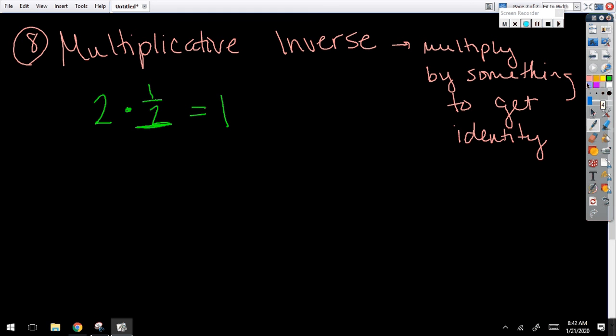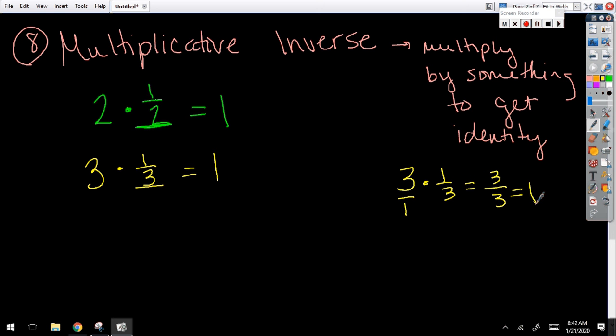Okay, let's see. How about, what would you need to multiply 3 by to get 1? Okay, I hear 1 and 1/2. 1/3. I agree with 1/3. Why? Can you do that? Let's look. 3 times 1/3. Put 3 over 1, right? When we multiply fractions, we do top times top and bottom times bottom. So 3 divided by 3 is 1. How about 5? What do you think I could multiply 5 by to get 1? 1/5. Good job.